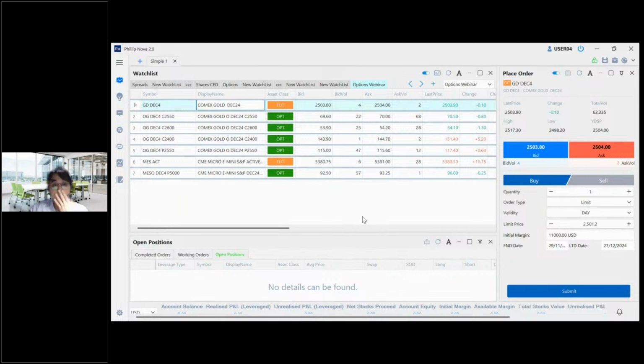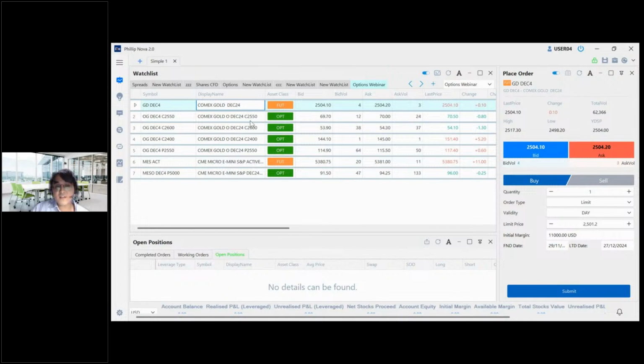So this is our Nova 2.0 platform, and I have a list of options over here. So there's a bunch of different option contracts. Again, the very first contract up there is the gold futures contract for December delivery. Again, this is in most of the scenarios that I mentioned just now. This is actually our underlying price. We have different option contracts.